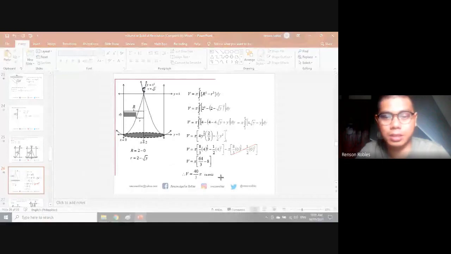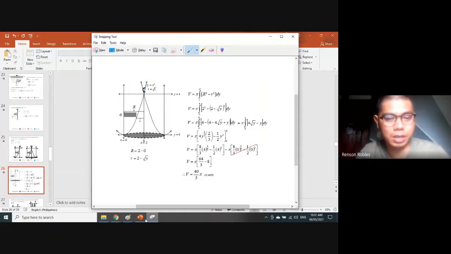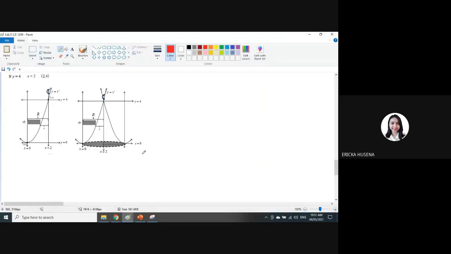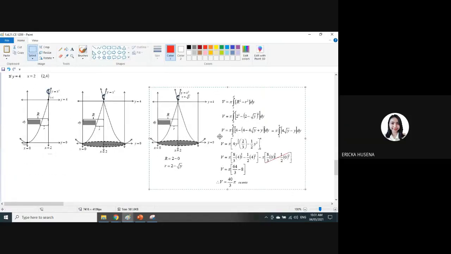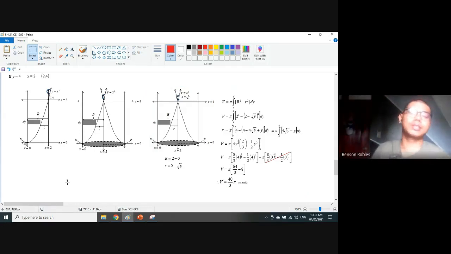What method is used here? Ring or washer, po. Why? Because the element is perpendicular to the axis of revolution. But the element is not touching the axis of revolution. Okay. So at least you're getting it right how to compute for the volume.